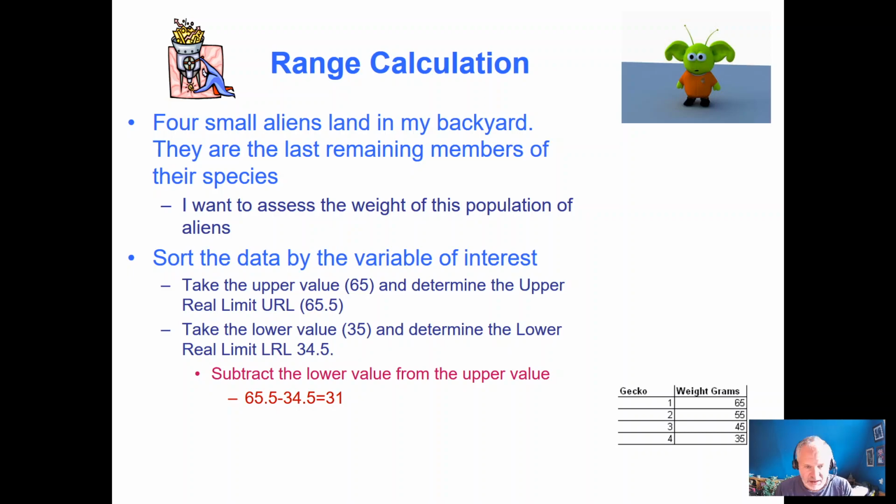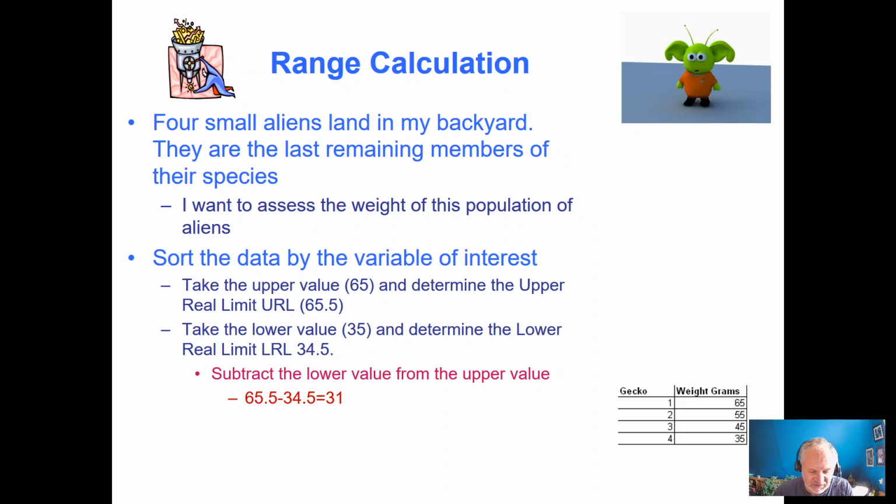I have this small group of aliens. This is just a little practice one. So 4 small aliens land in my backyard. They're little short things. They are the last remaining members of their species. This is important because they actually represent the population. They're the only 4 remaining aliens of that population. That's going to be important in a sec. But this is just practice for calculating the range. So you give it a shot. Obviously 65.5 is the upper real limit for 65, and the lower real limit for 35 is 34.5, giving me a range of 31.